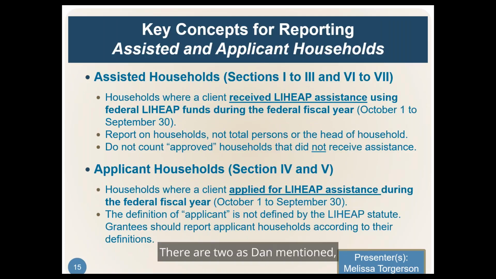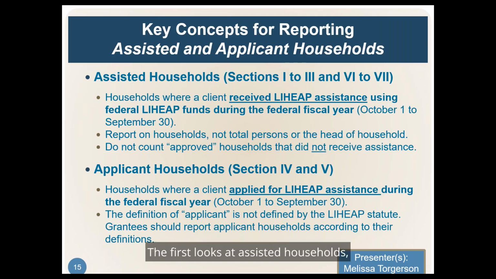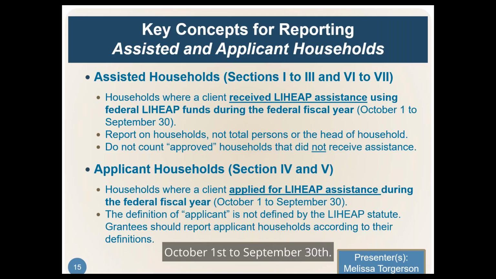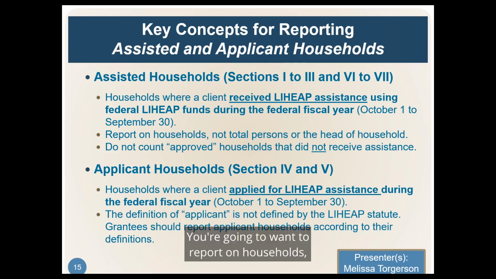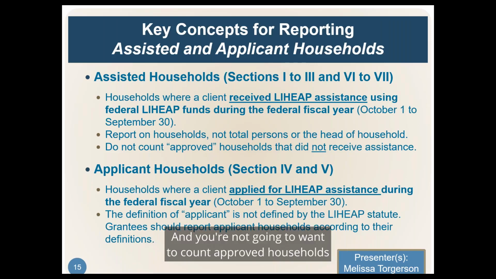As Dan mentioned, there are two sections of the report. The first looks at assisted households. These are households where a client received LIHEAP assistance using federal LIHEAP funds during the federal fiscal year, October 1st to September 30th. You're going to want to report on households, not the total people in the household, individuals, or the head of households, but households. And you're not going to want to count approved households that did not receive assistance.